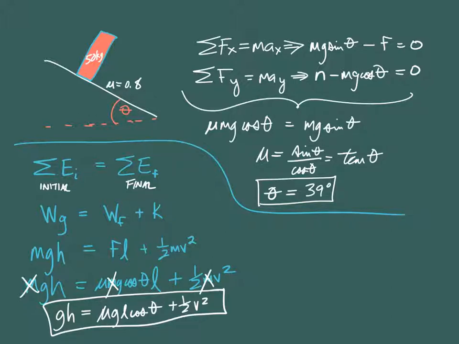You're not allowed to forget any of that. You must carry it all forward. And then it's a setup. So turning the page. You begin with GH equals mu GL cosine theta plus 1/2 v squared.